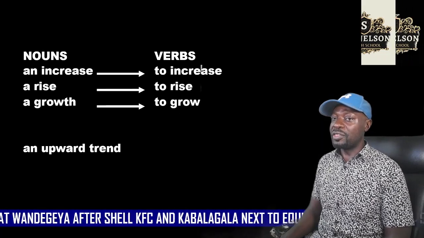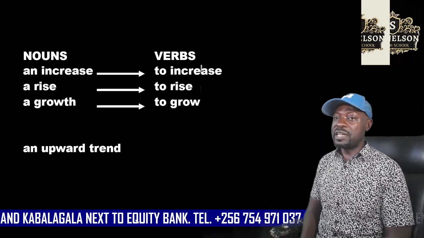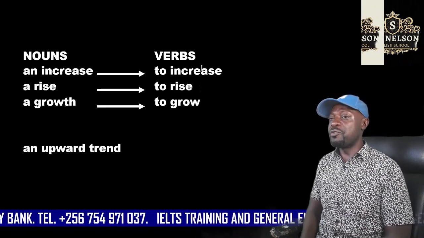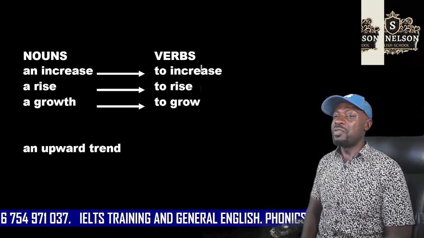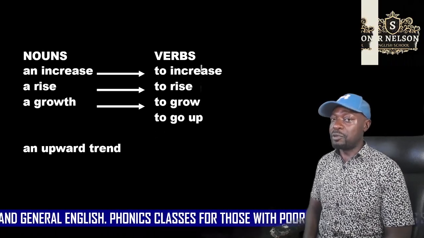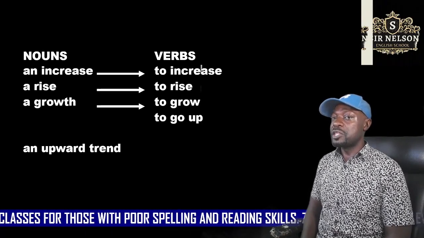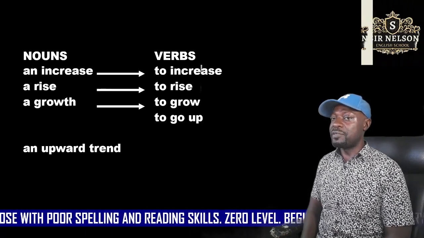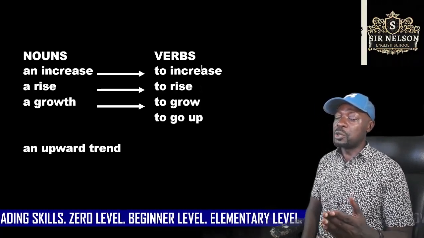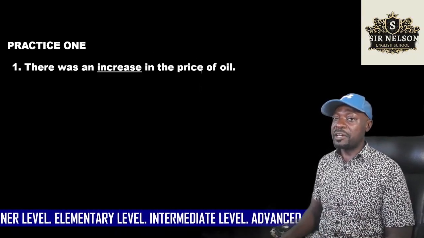A growth, to grow. I want you to remember that when you are describing, you use either the past tense or the future, depending on the years given on the graph. Be careful. If you want to use a noun, there has to be an article. So when you are describing a graph, you must make sure that some of your sentences include a noun and others use a verb.